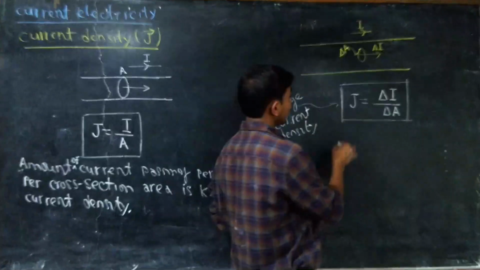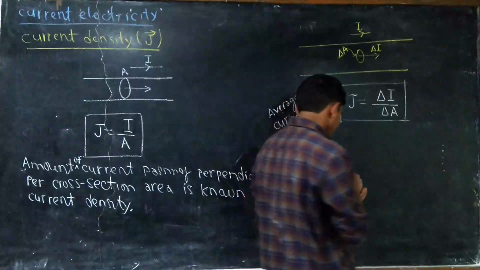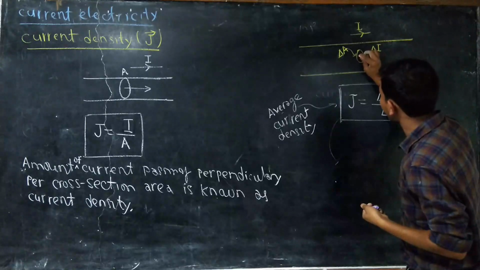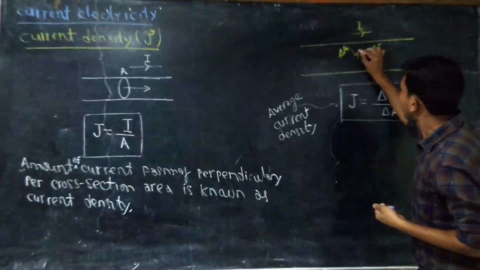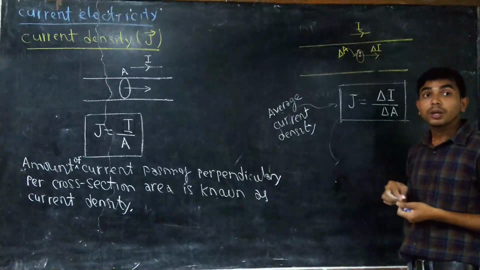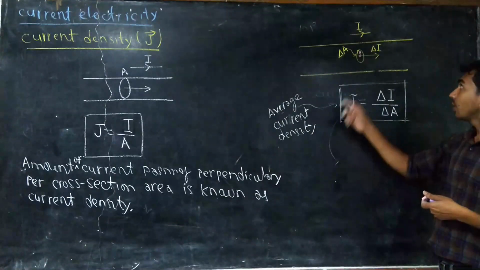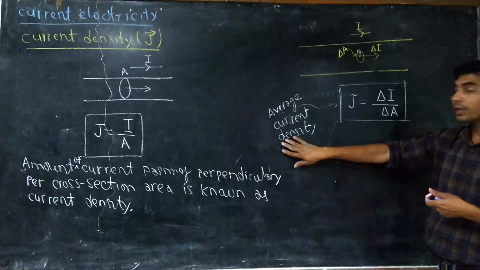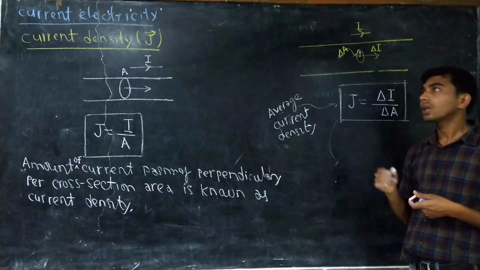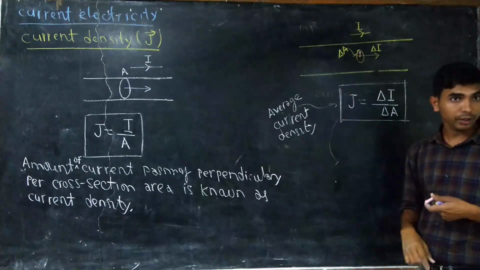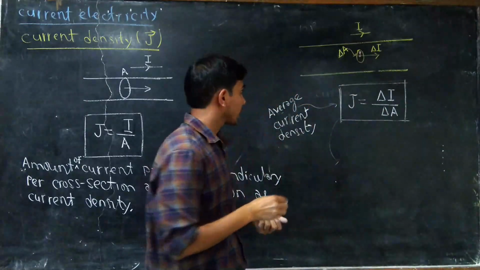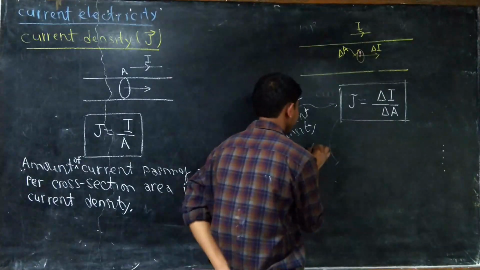Suppose now there is a point on this area. Suppose this is a point P. Suppose someone is asking you, you calculated current density for this area, and that is your average current density. But someone asks you to calculate current density at a point. So we are going to write another formula, current density at a point.